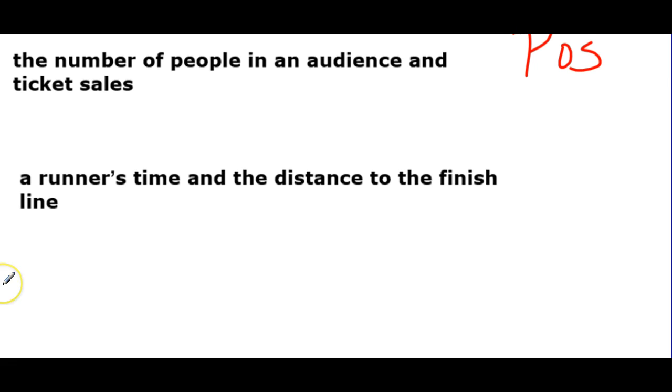A runner's time and the distance to the finish line. As a runner's time increases, so the longer he's been running, is he closer to the finish line? So the distance to the finish line is less? Or the more time he's running, the farther away from the finish line? I'm hoping that he's running towards the finish line. This would be a negative correlation.